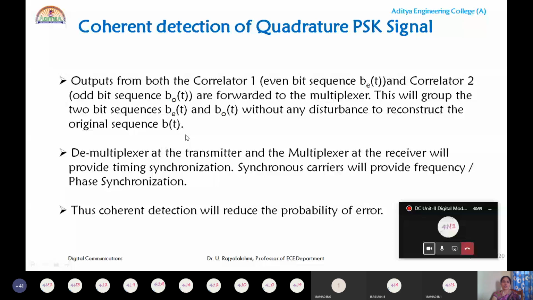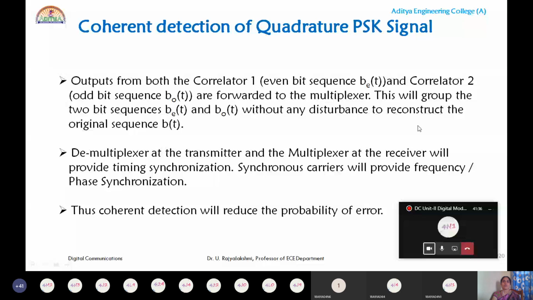So here I told you this point. Demultiplexer at the transmitter and multiplexer at the receiver will provide timing synchronization. Synchronous carriers will provide you the frequency or phase synchronization. Thereby you can say that this is a coherent version of QPSK. So our coherent detection will reduce the probability of error.